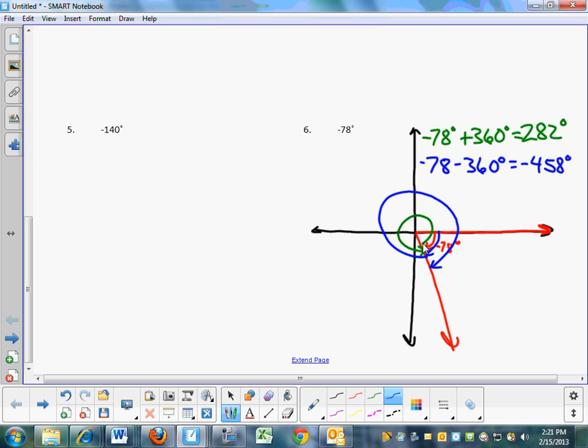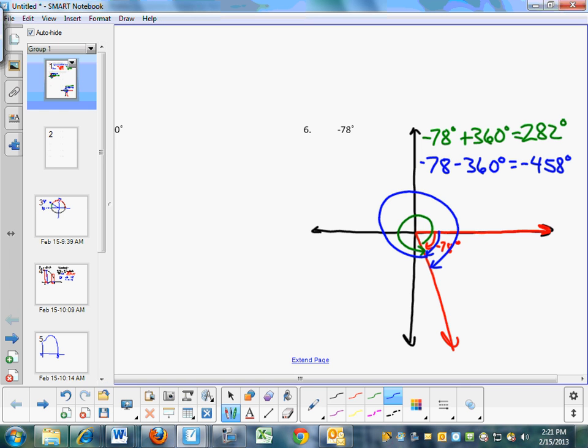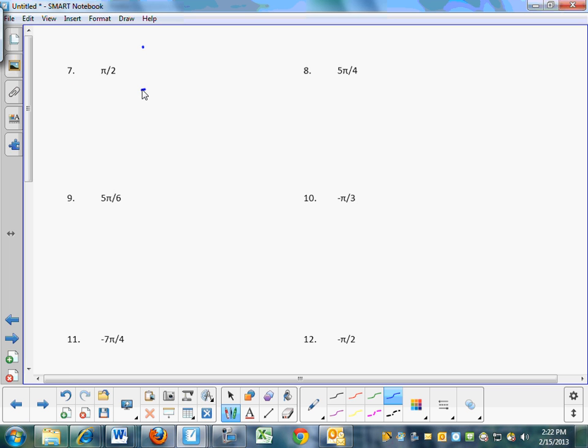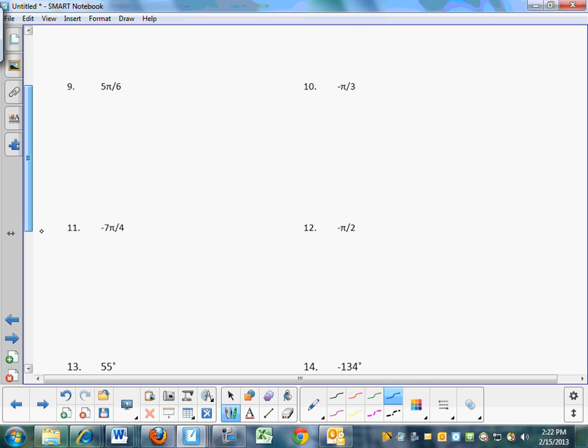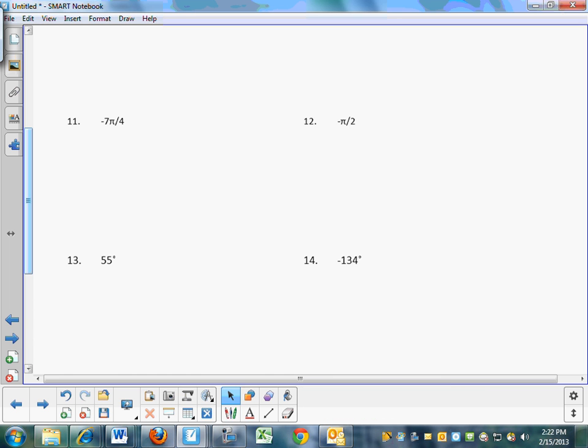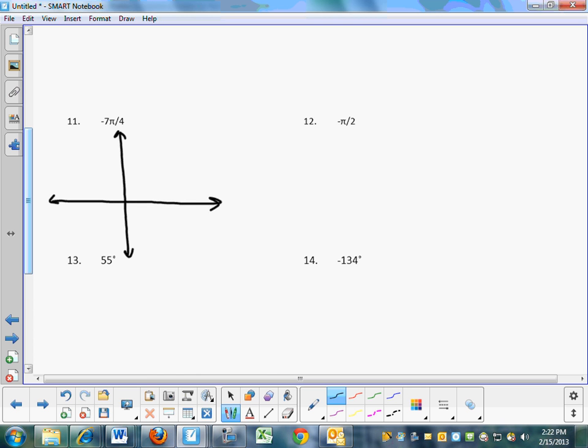Let's try one with radians, and you guys can go to work the rest of the hour. Pick one that's radians on the back. Whichever one you want to do, I don't care. Negative 7 pi over 4. We can do that. Do 11. Which quadrant is negative 7 pi over 4? First quadrant.